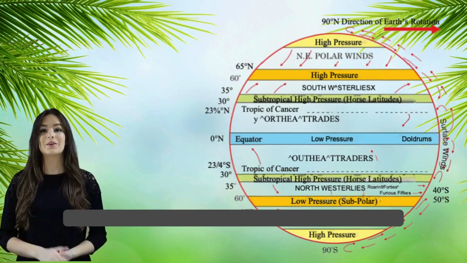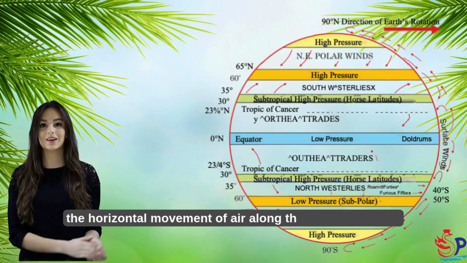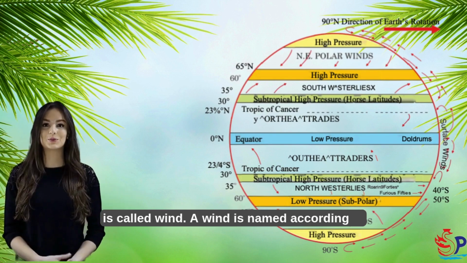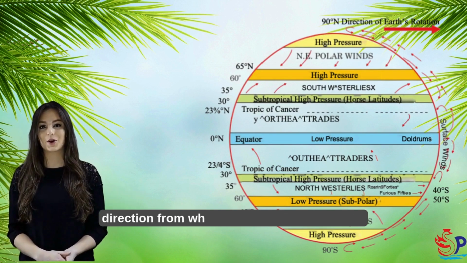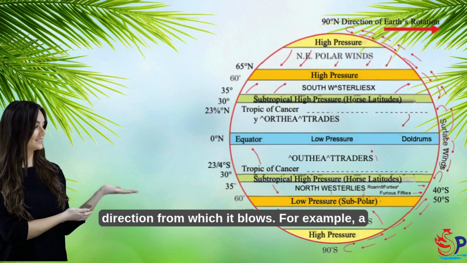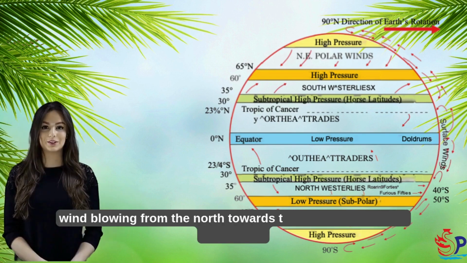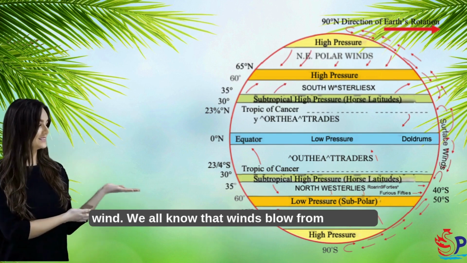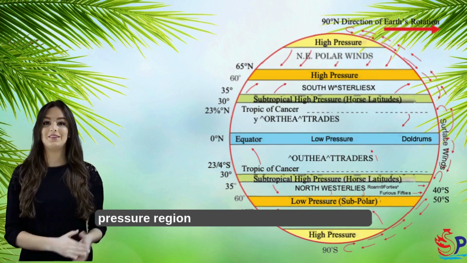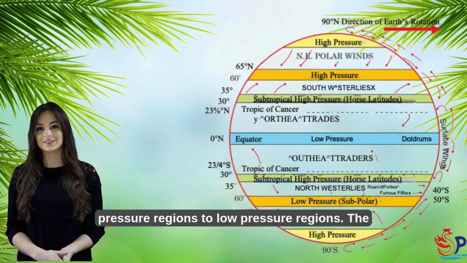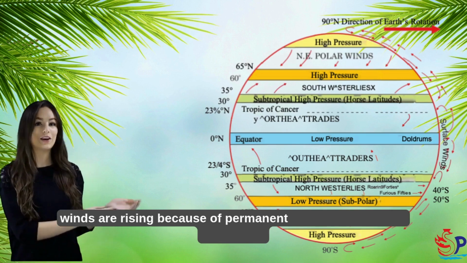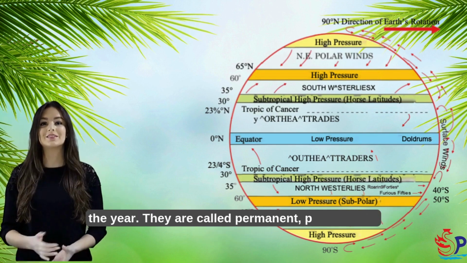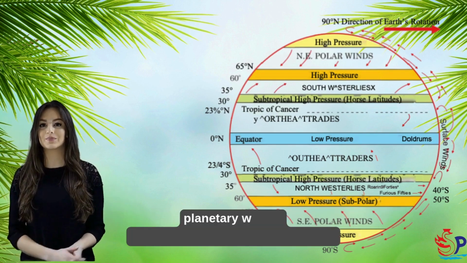Permanent wind belts. The horizontal movement of the air along the surface of the Earth is called wind. A wind is named according to the direction from which it blows. For example, a wind blowing from the north towards the south is called the north wind. We all know that winds blow from the high-pressure regions to low-pressure regions. The winds arising because of the permanent pressure belts blow throughout the year. They are called permanent, prevailing or planetary winds.